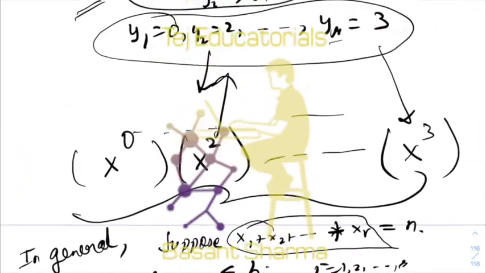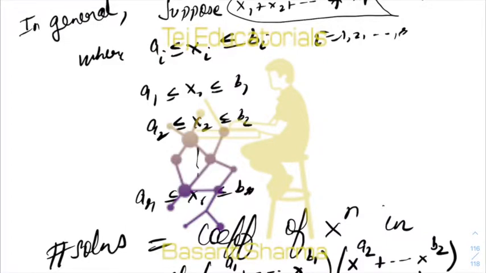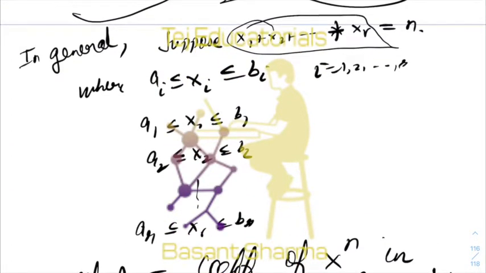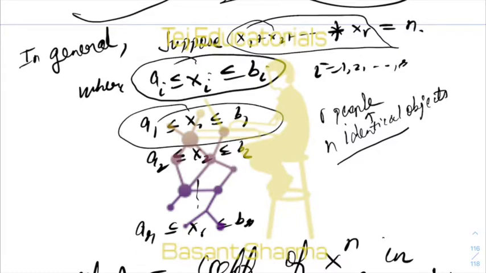Now, this is the generalization. What this means is that you have r people and n identical objects, and you want to distribute these n identical objects amongst r people such that person 1 can get between a1 to b1 number of objects, person 2 can get between a2 to b2 number of objects, and so on, till person r, who has a minimum number of objects ar that he has to receive, and the maximum that he can receive is br. So that is the meaning.